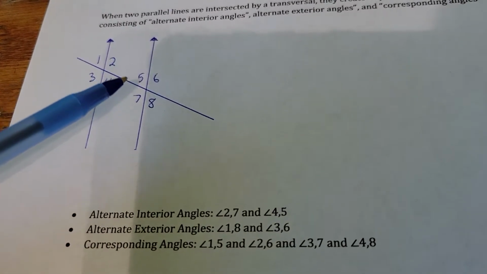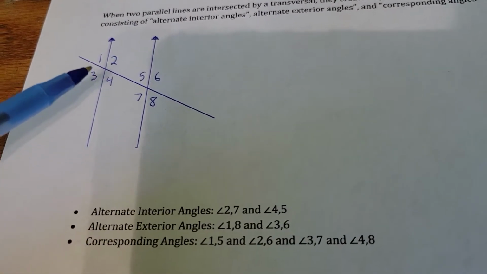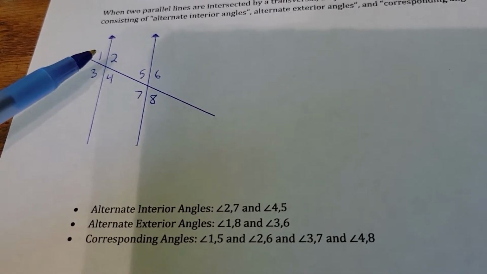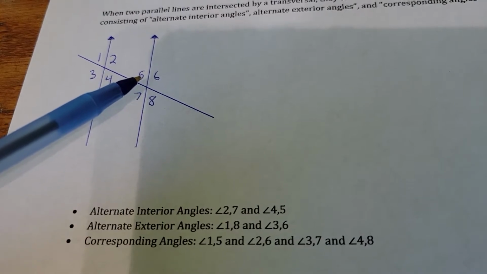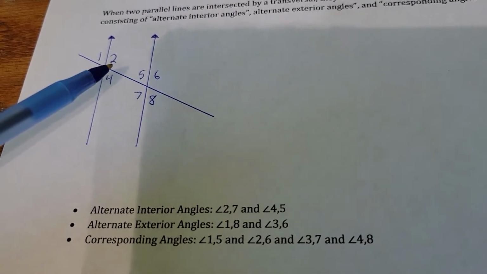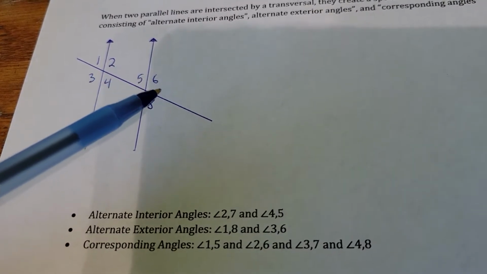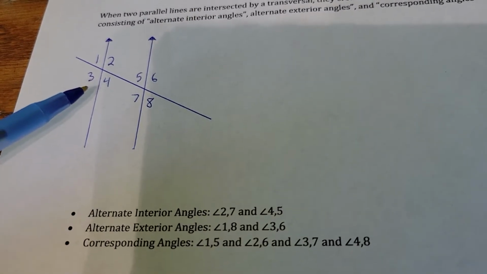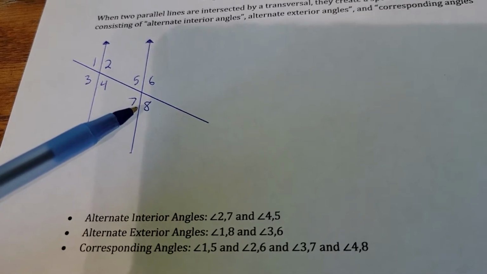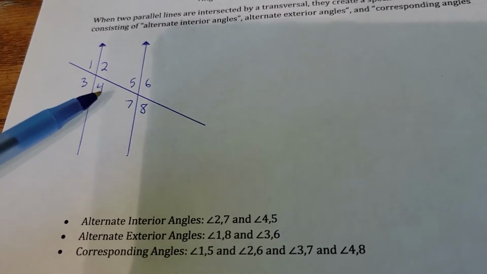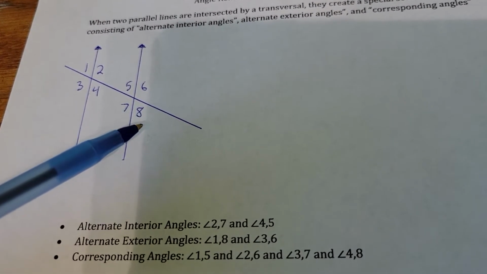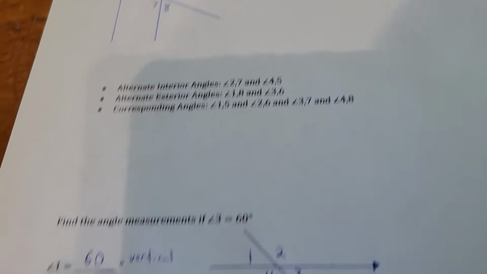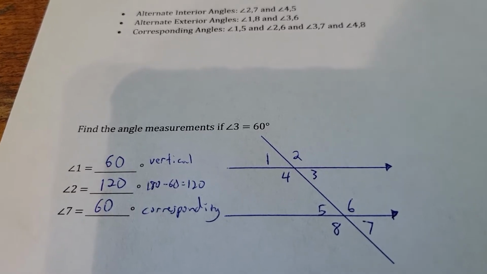So like in this little image right here, this cluster, intersection of lines, angle 1 is in the upper left, angle 5 is upper left. They're corresponding. Angle 2 is upper right. Angle 6 is upper right. Those are corresponding. Angle 3 is lower left. Angle 7 is lower left. Those are corresponding. Angle 4 is lower right. Angle 8 is lower right. Those are corresponding. All right? So that means they're the same angle.